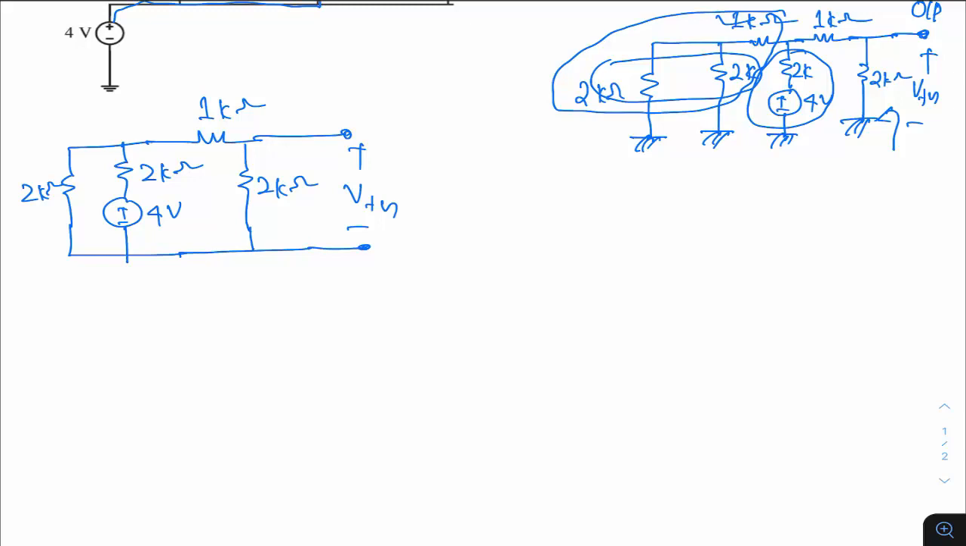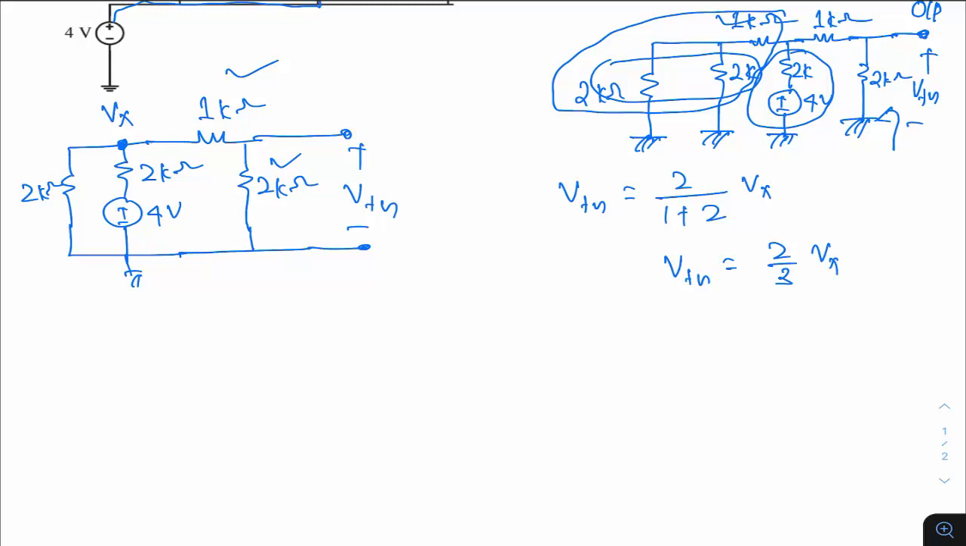So how do you get VTH? There are multiple ways. Let me take this node voltage as Vx. Then VTH, by the voltage division rule, if I take this point as ground, this Vx will be divided across 1 kilo ohm and 2 kilo ohm. So VTH is equal to 2 by 1 plus 2 into Vx. So basically VTH is equal to 2 by 3 into Vx.